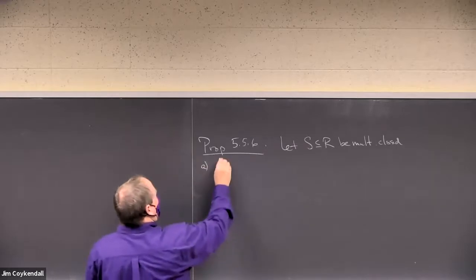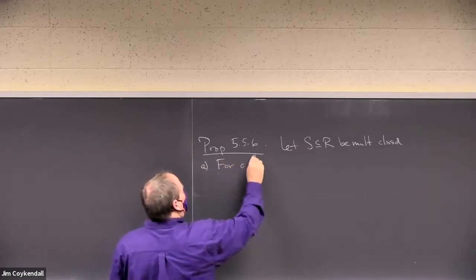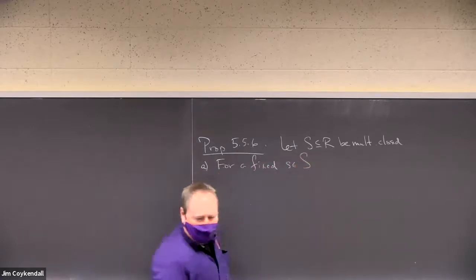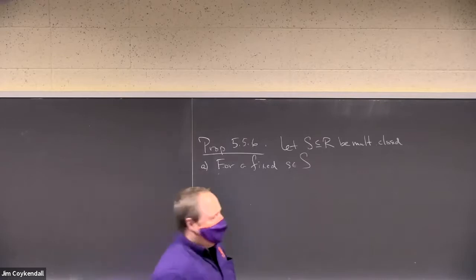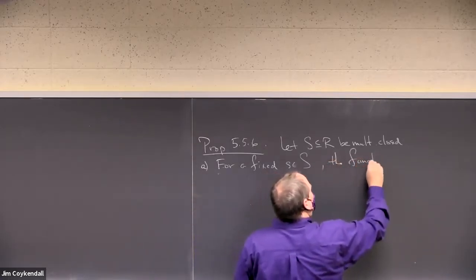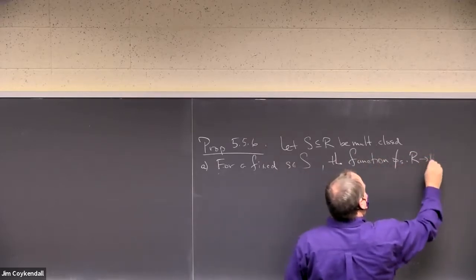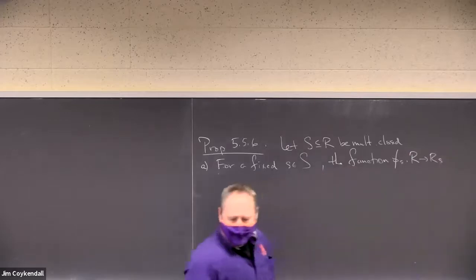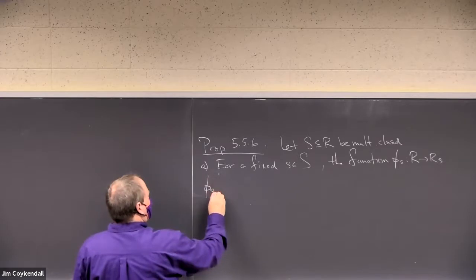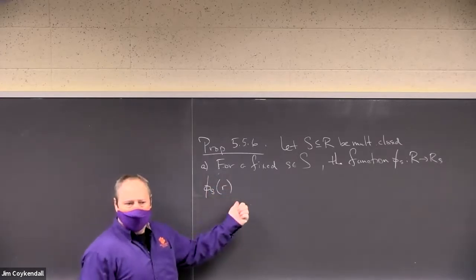A, or a fixed, in this multiplicatively closed set, the map given by... okay, so how's this going to work?